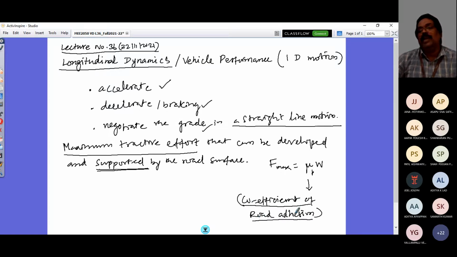So that coefficient of road adhesion defines the road texture or the road roughness and its interaction with the tire. When the tire is not skidding, not sliding, the tire is rolling without sliding, then you call that mu p. If instead of rolling, the tire is translating, sliding, the contact patch with the road is sliding, then I don't call that a coefficient of road adhesion, I will call that a coefficient of static friction, which you have studied.